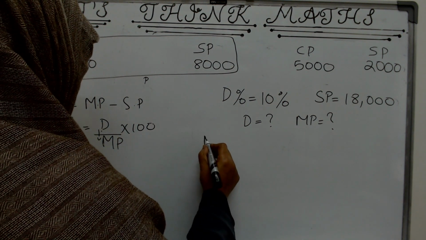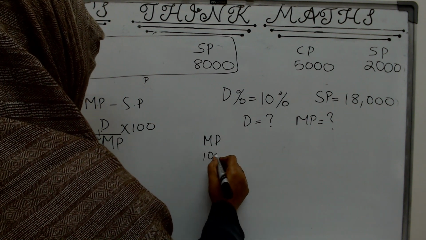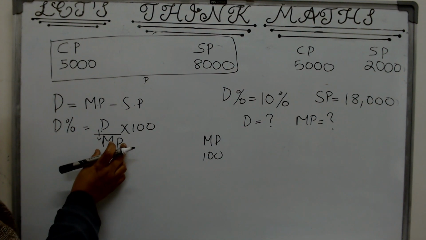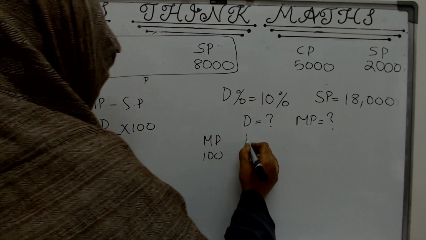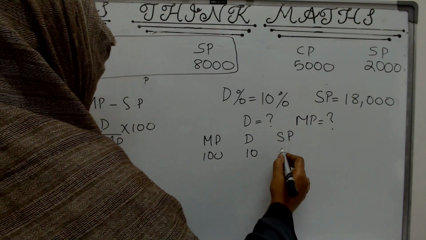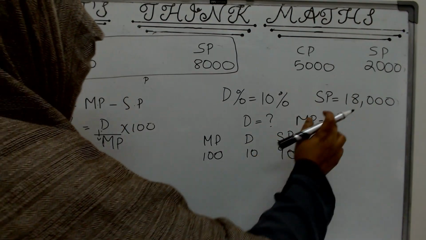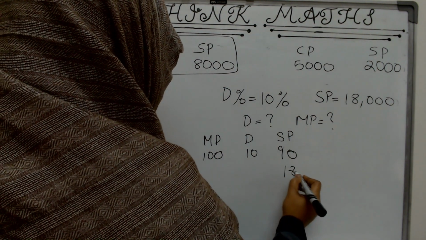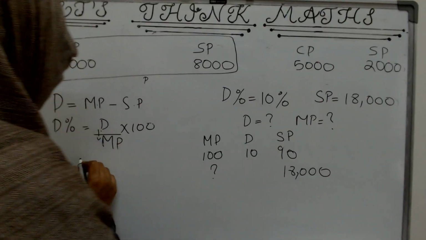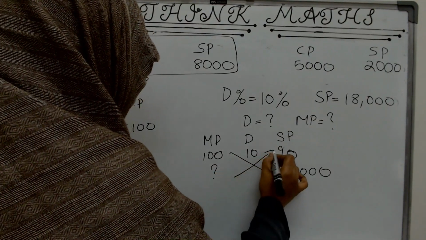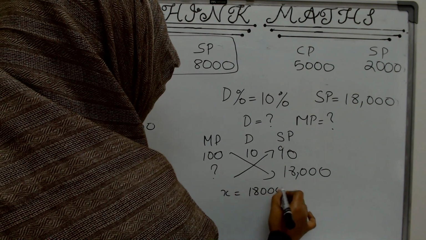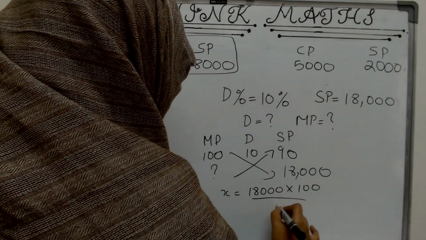So if the marked price is 100, what is the discount percent? For every 100 rupees of the marked price, the discount is 10. That means the selling price is 10 less, which is just 90. But that is not the selling price. The selling price is given as 18,000. So what will be the marked price? Just cross multiply. Then what do you get? X is equal to 18,000 into 100 by 90.